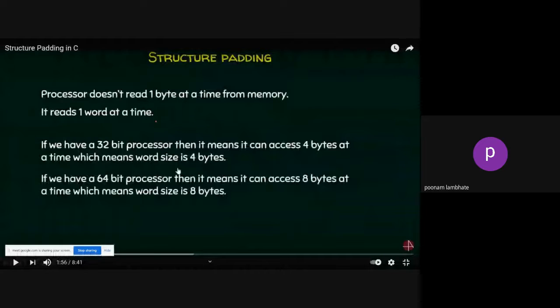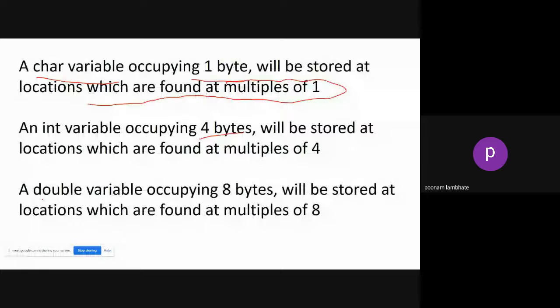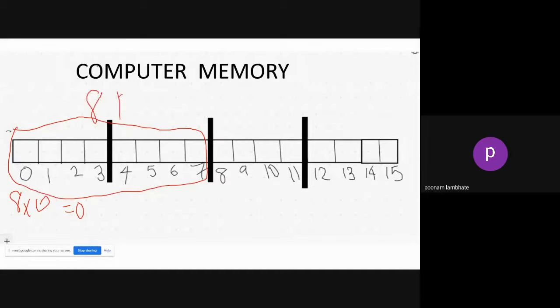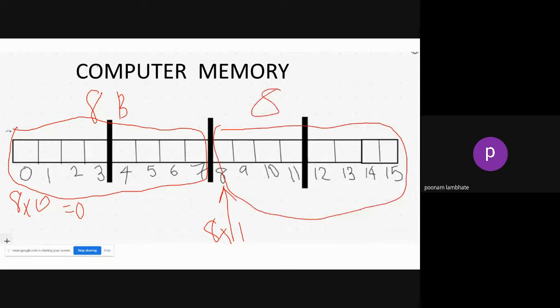Similarly, double is occupying 8 bytes. So here, multiples of 8 you have to consider. For example, 8 into 0 is 0, so you can utilize 0 to 7. 0, 1, 2, 3, 4, 5, 6, 7 is a collection of 8 locations, that is 8 bytes. That is, you can store one double. Next double can be stored starting from 8. 8 is nothing but 8 into 1, a multiple of 8. You can store in 8, 9, 10, 11, 12, 13, 14, 15. These 8 bytes will be occupied by the next double variable.